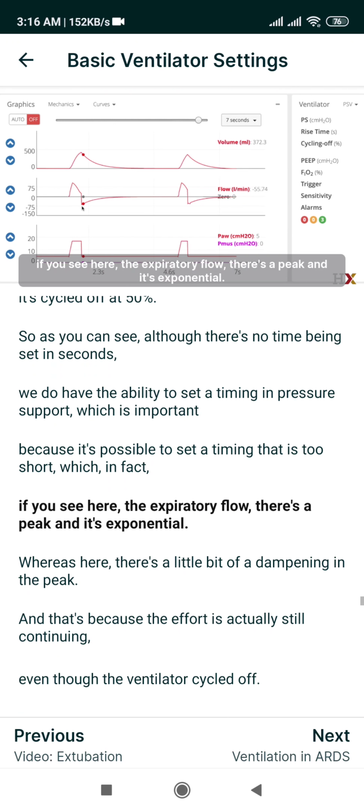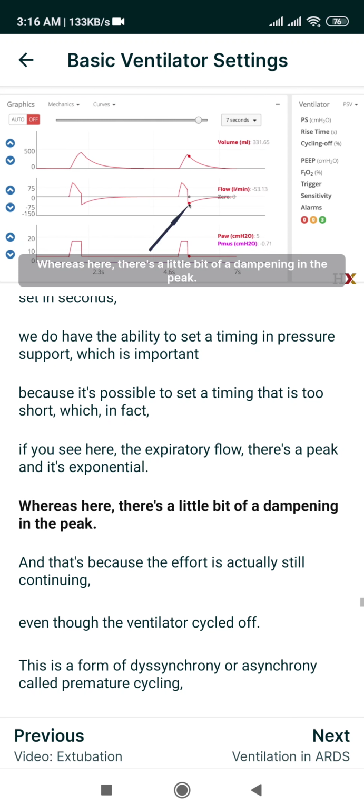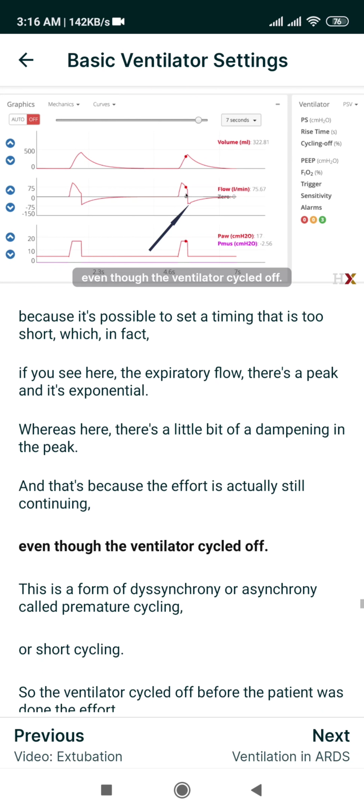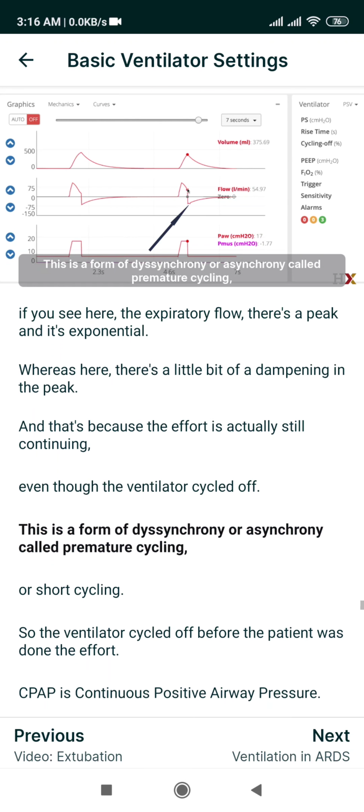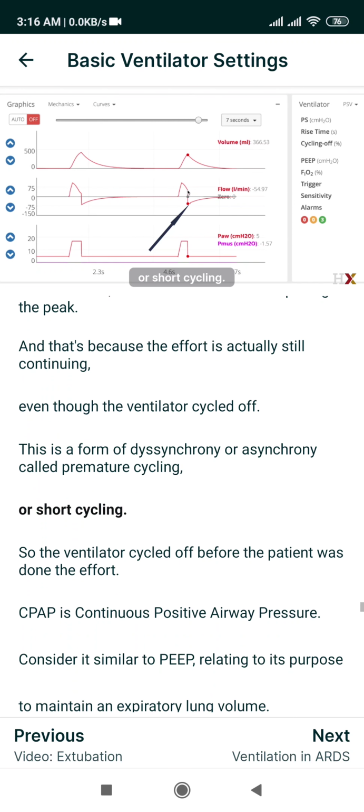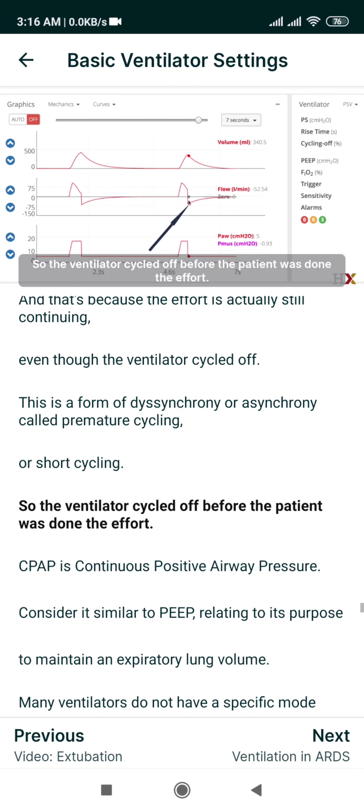in fact, if you see here the expiratory flow, there's a peak and it's exponential, whereas here there's a little bit of a dampening in the peak, and that's because the effort is actually still continuing even though the ventilator cycled off. This is a form of desynchrony or asynchrony called premature cycling, or short cycling. So the ventilator cycled off before the patient was done the effort.